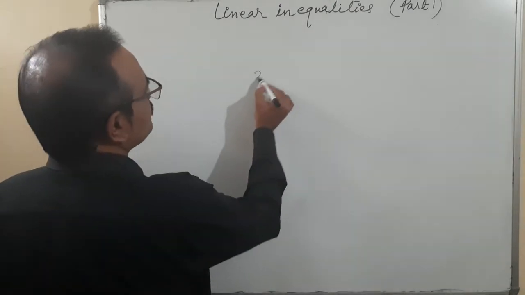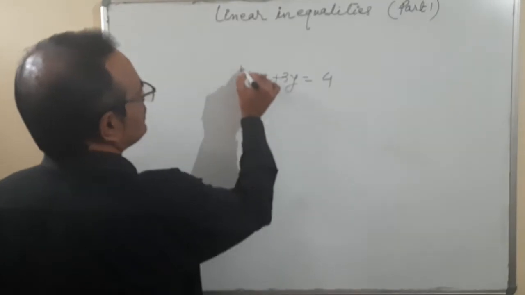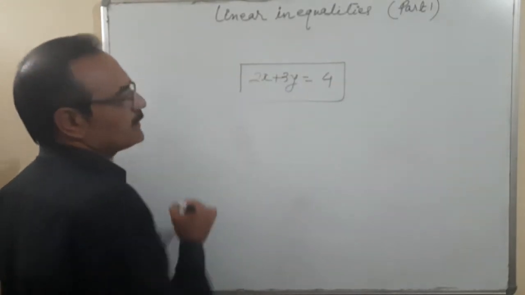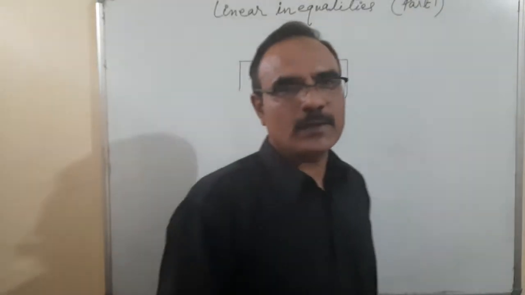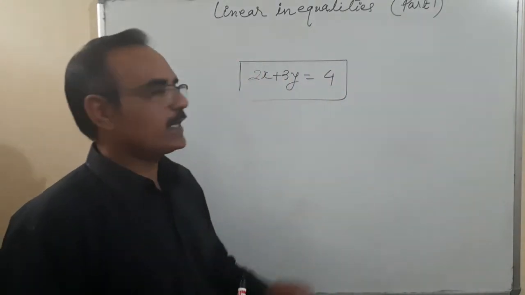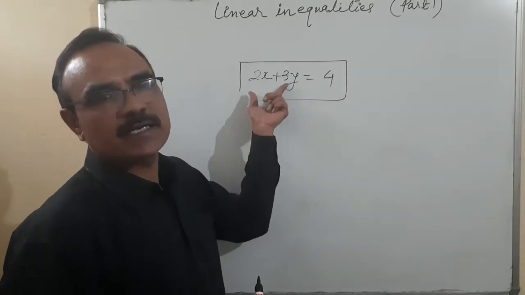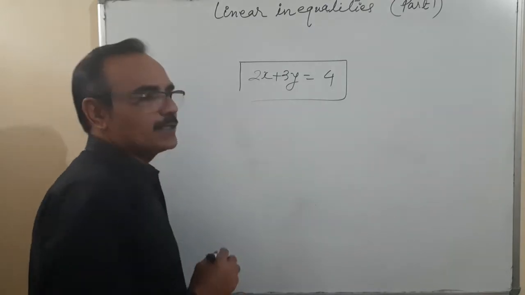For example, suppose 2x plus 3y is equal to 4. What is it? It's a linear equation, because the power on the variable is 1. There are two variables, the power on each variable is 1, and because there is equal to 4 here, it shows the equality. The left hand side term is equal to the right hand side term. It's called linear equalities.